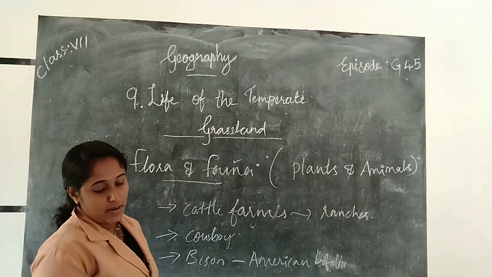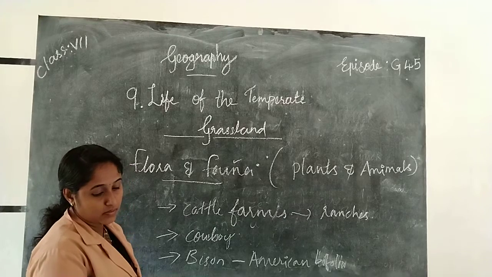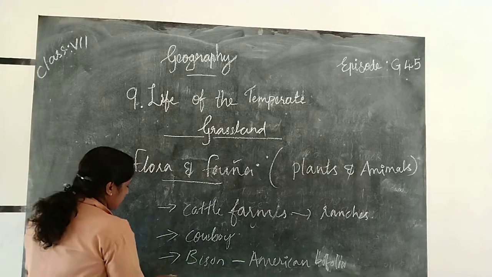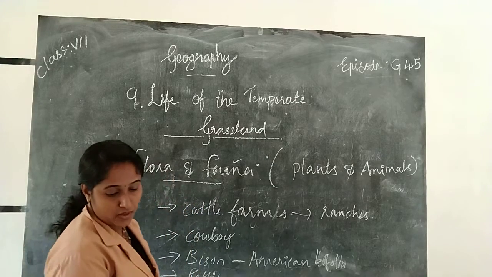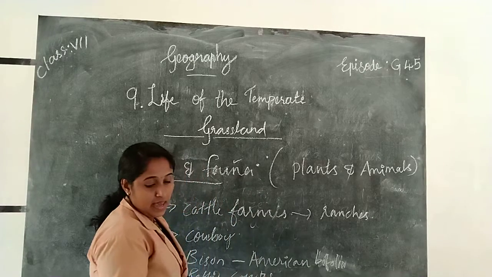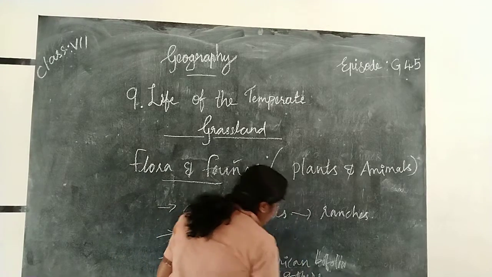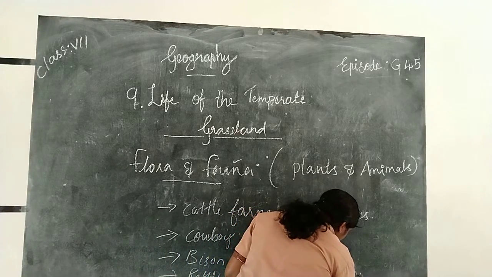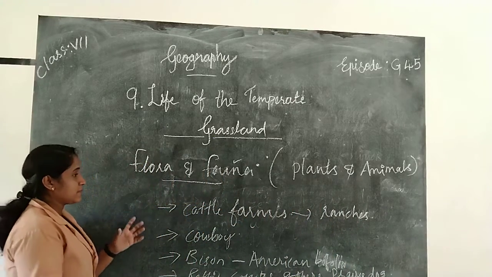The other animals found in this region are rabbits, coyotes, and other types of dogs. Rabbit, coyote, and the next one is gophers. Another one is the prairie dog, which is like a dog in this particular region.